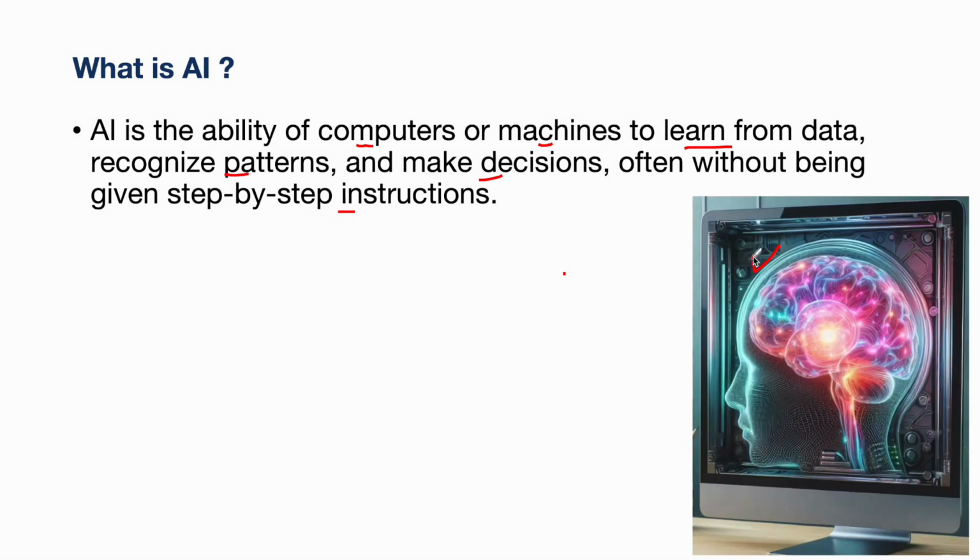You can think of artificial intelligence like a computer having a brain. AI is the ability of computers or machines to learn from data, recognize patterns, and make decisions, often without being given step by step instructions. If you are giving step by step instructions, then it is conventional programming. Here in AI, you are just providing the data, and by looking at the data, the machine will learn. That is why it is called AI, or artificial intelligence.